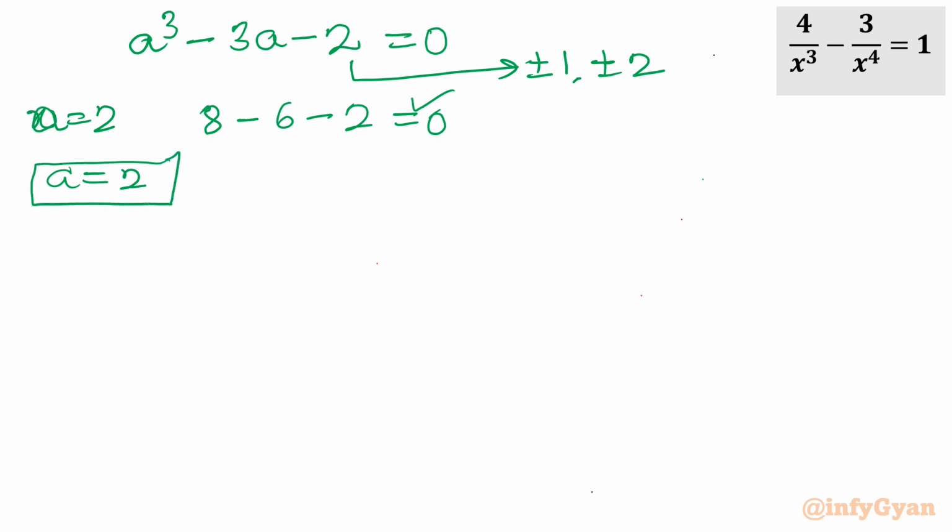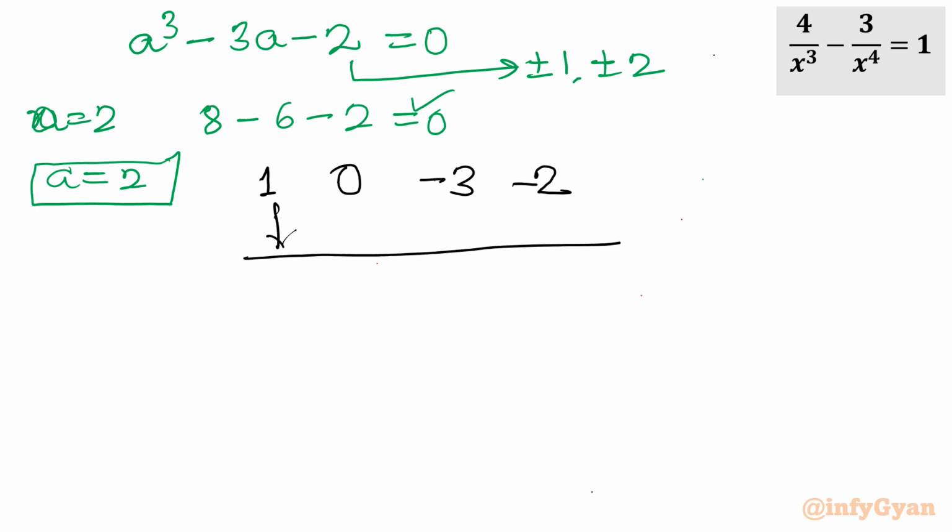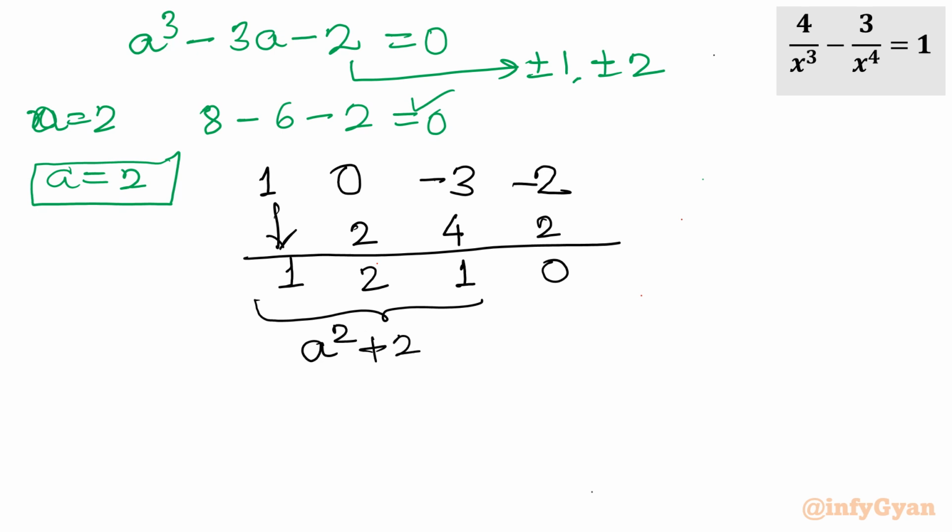Okay. Now I will find the remaining 2 using synthetic division. Let me write all the coefficients first: 1, 0, negative 3, negative 2. Now the leading term stays as it is, unchanged. 1, 2 into 1 is 2, 2, 2 into 2 is 4, 1, 2 into 1 is 2, 0. So these are the coefficients of the quadratic equation, and the equation was in a, so this will be in a only. So I can write a square plus 2a plus 1 equal to 0. That means a plus 1 whole square it is.